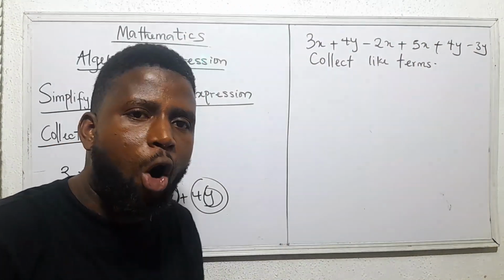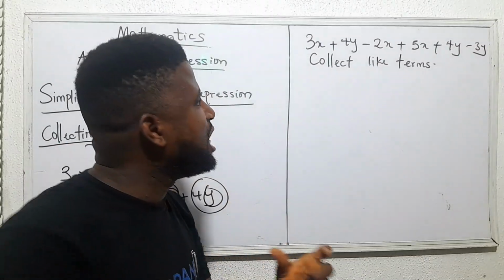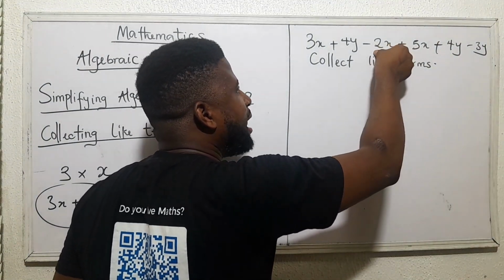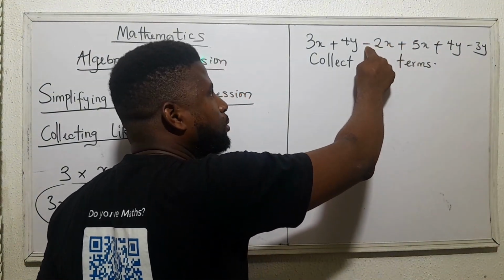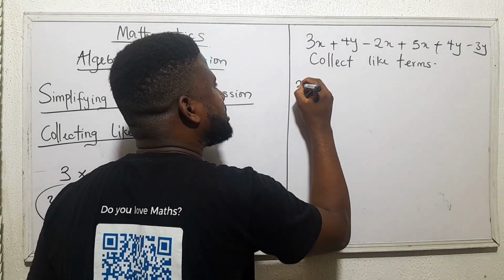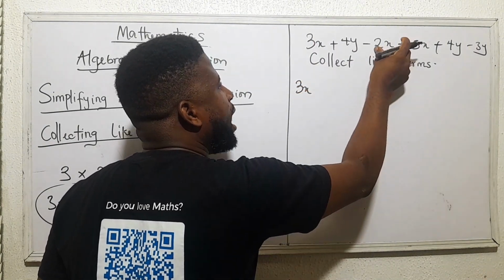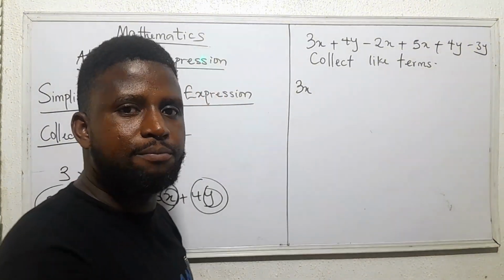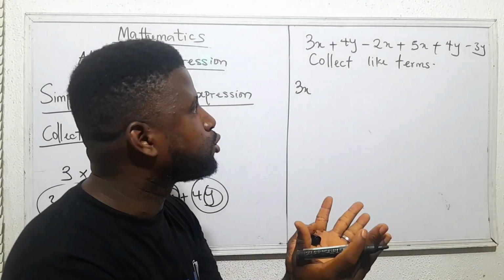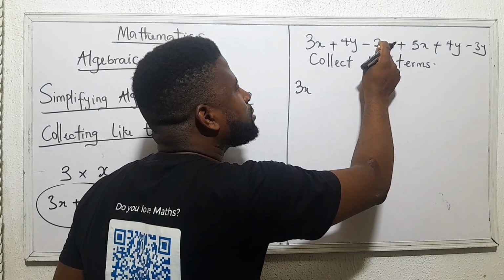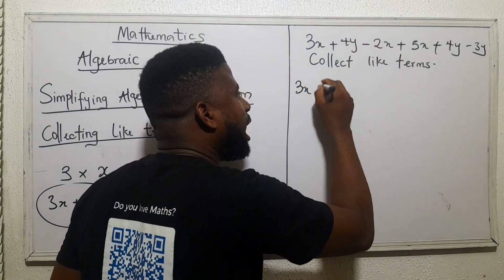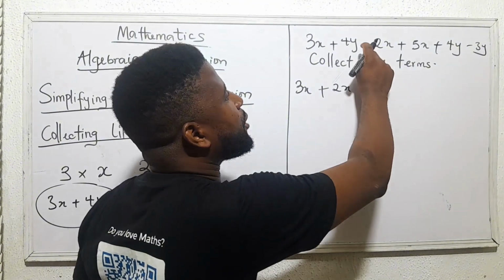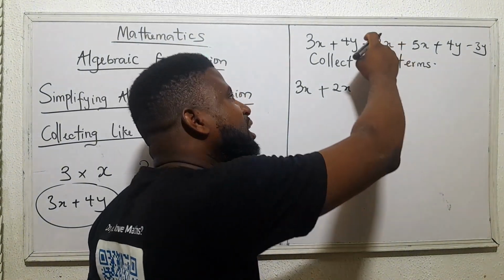Now, in collecting like terms, you lift both the variable and the term and its operator. For example, we have 3x. I need to bring 2x to meet 3x so that I can add or subtract them together. If you just bring 2x alone and add plus 2x, you'll be making a mistake, because the operator in front of 2x is minus.